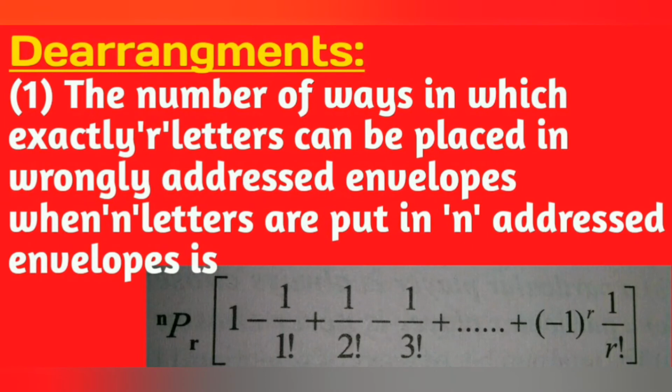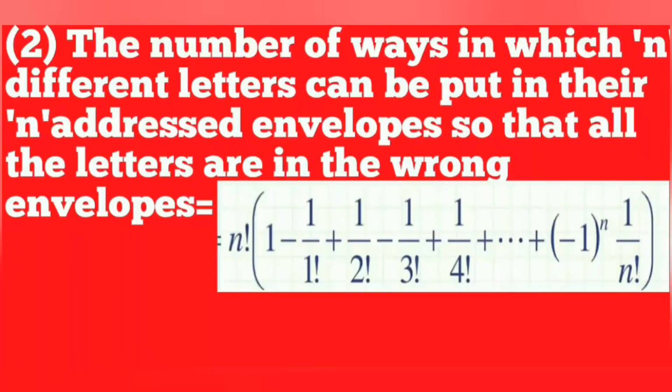Next concept is derangements. Formula 1. The number of ways in which exactly r letters can be placed in wrongly addressed envelopes when n letters are put in n addressed envelopes is nPr into 1 minus 1 by 1 factorial plus 1 by 2 factorial minus 1 by 3 factorial plus and so on, minus 1 whole power r into 1 by r factorial.